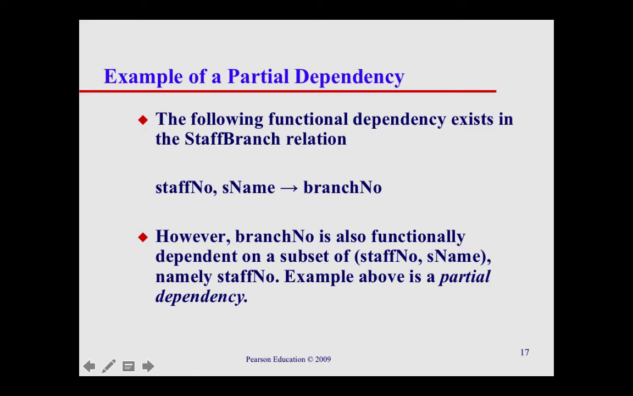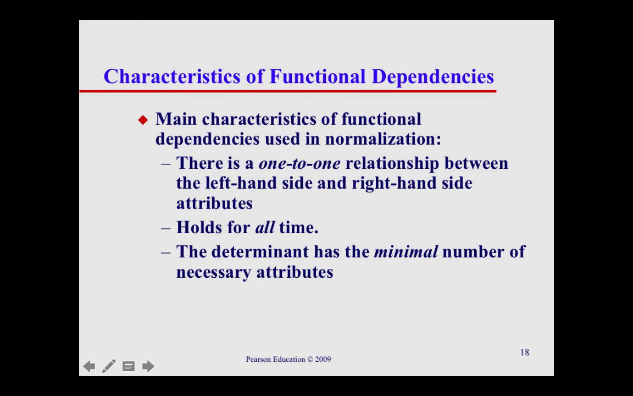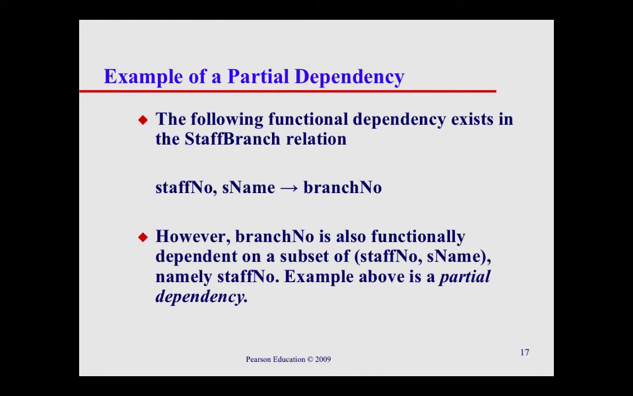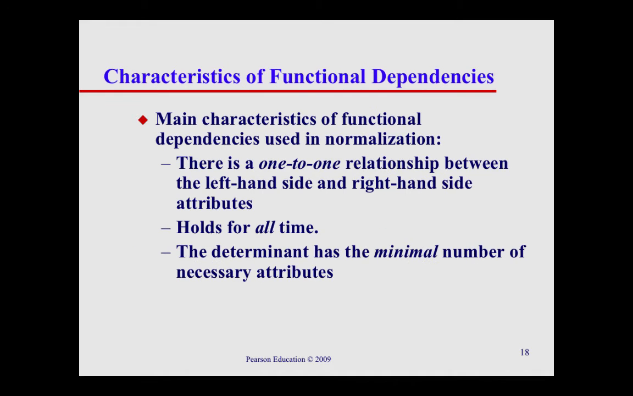Sorry, I have a new version of PowerPoint and it's clearly not always behaving the way I would want. Okay, so branch number uniquely depends on staff number. So we say that the determinant staff number, staff name is actually a partial dependency because I could eliminate staff name and still have the functional dependency. So the full functional dependency is staff number determines branch number. The partial dependency has the extra attributes in it.